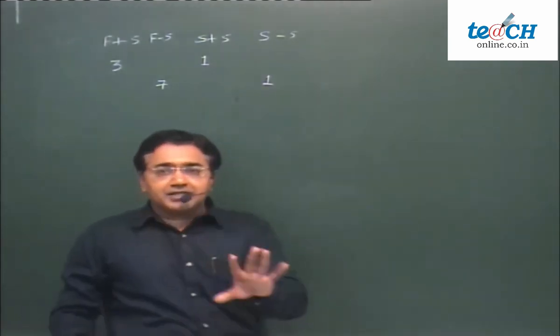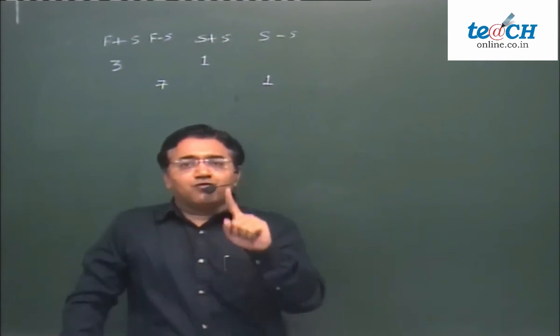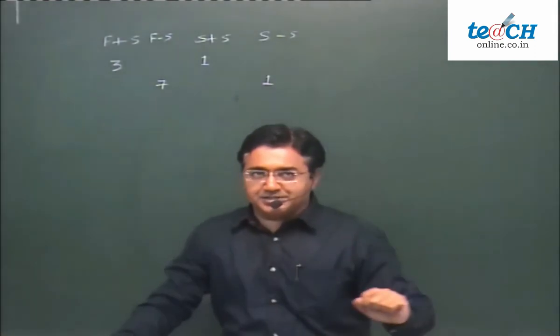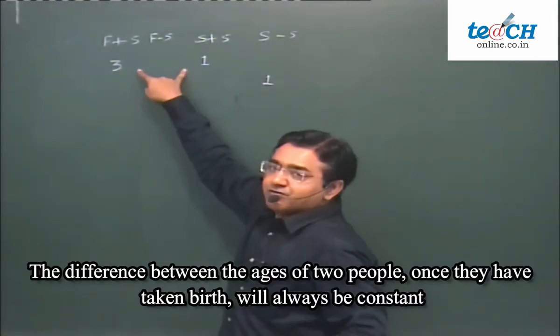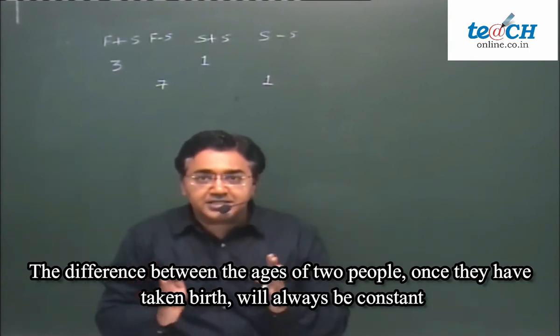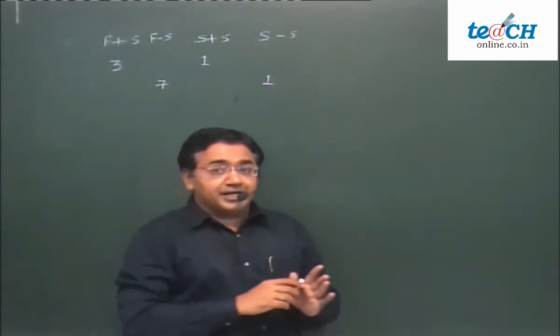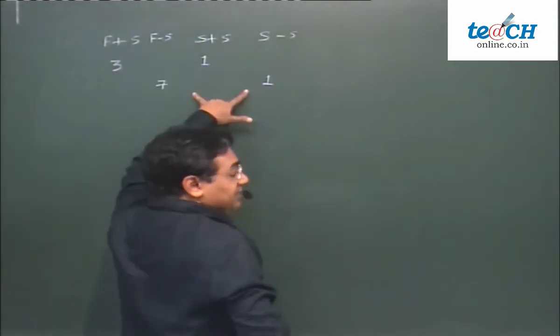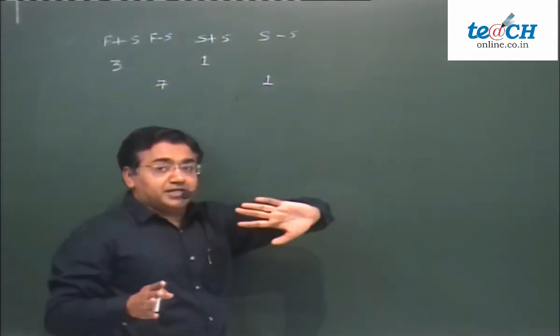Realize that in a father-son kind of a problem, there is one thing that remains constant wherever the timeline lies, which is the difference in the age of father and son. Two people, once they have taken birth, the difference in their ages can never change. Now that is a great idea. 5 years ago also, the difference between their ages has to be the same. 5 years later also, the difference between their ages has to be the same.